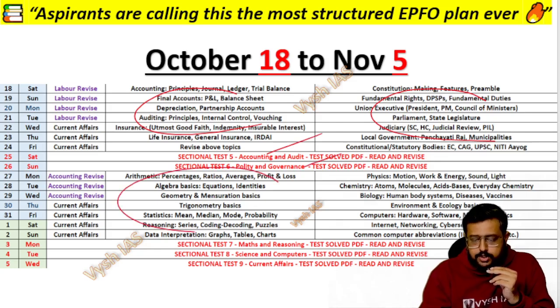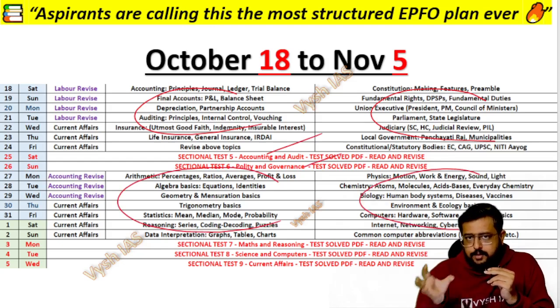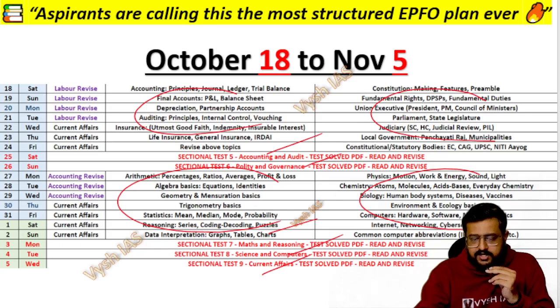Then after that you will do the CSAT related study for 2 hours every day for 6-7 days, and then you'll do the science and computers part. For all these crisp notes I am working on, you will get them on these particular dates. Then you will do the sectional test of maths, sectional test of science and computer, and the final sectional test of current affairs.